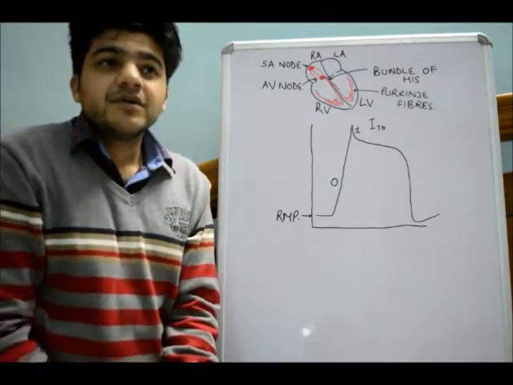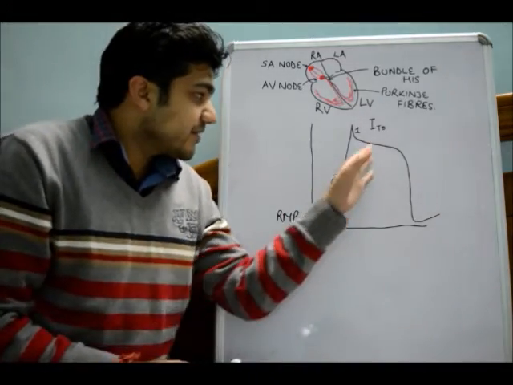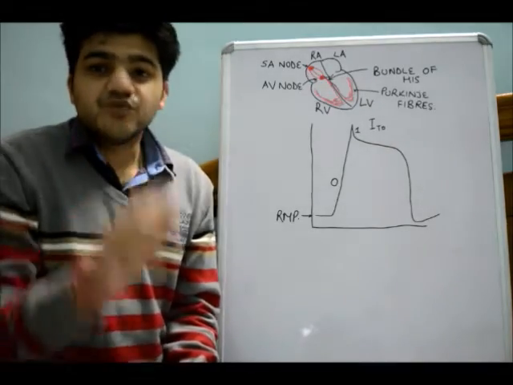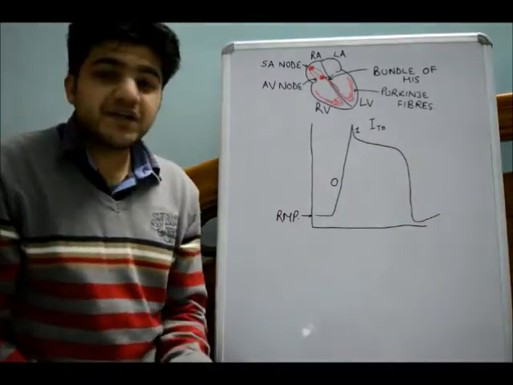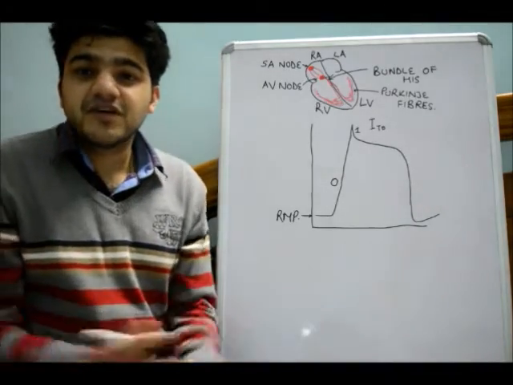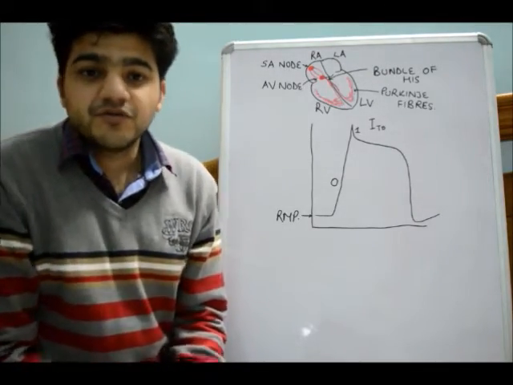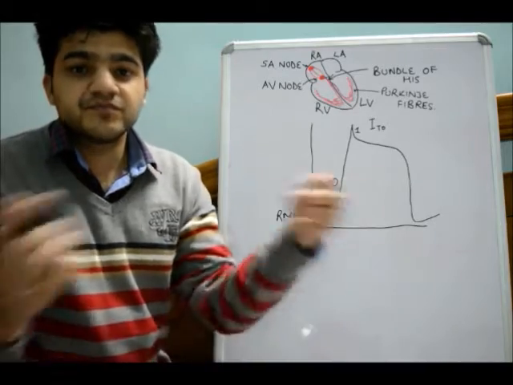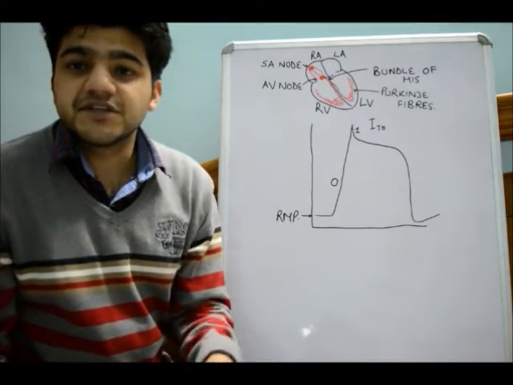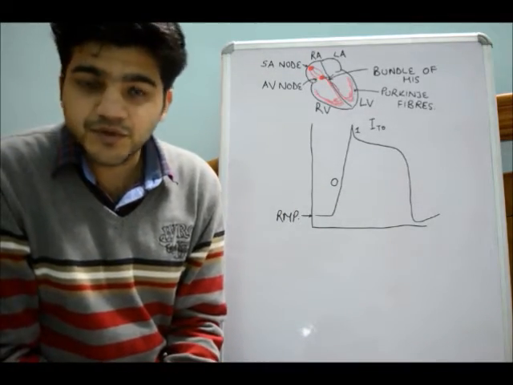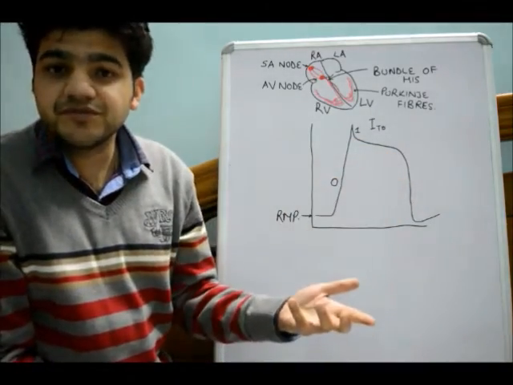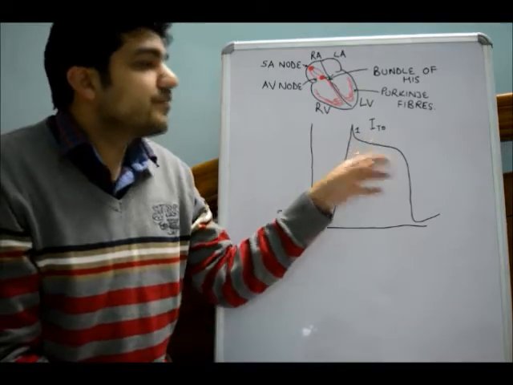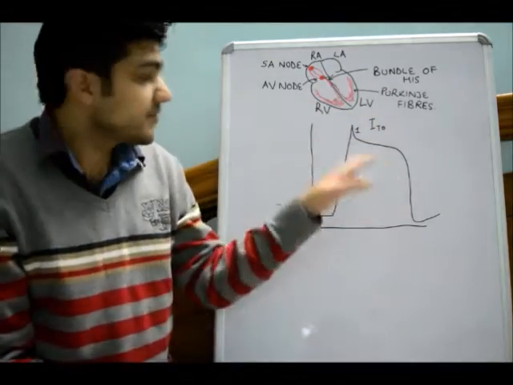Now this phase 2 is contributed by two ions. One is calcium. Now what does calcium do? Calcium is again an extracellular cation. So whenever the calcium channels are open, there will be entry of calcium inside. And when calcium enters, it will also bring positivity, so it will try to lift this potential.